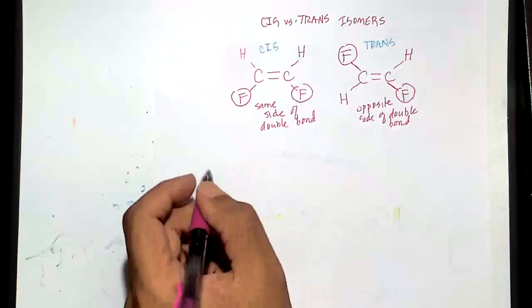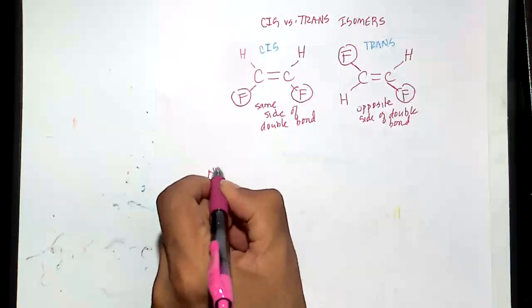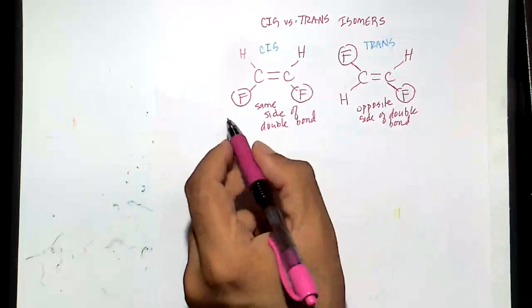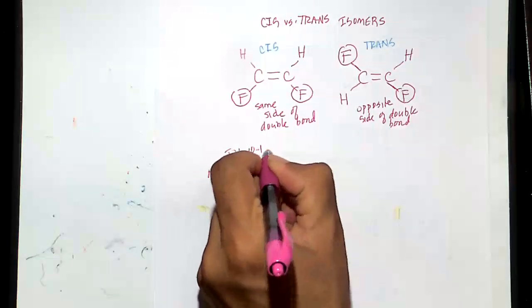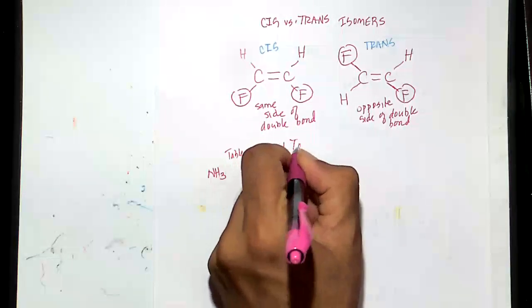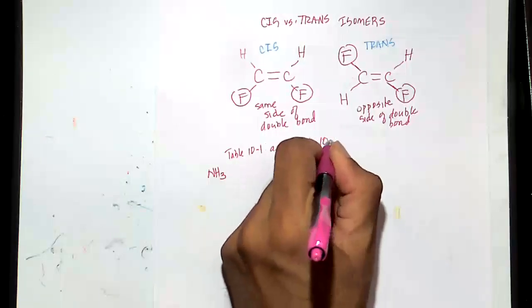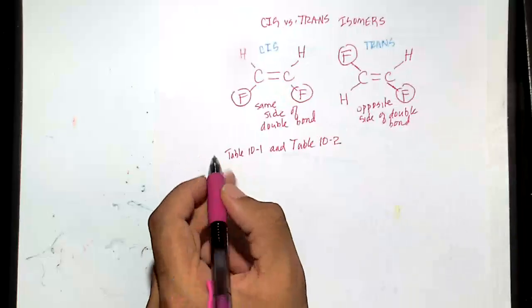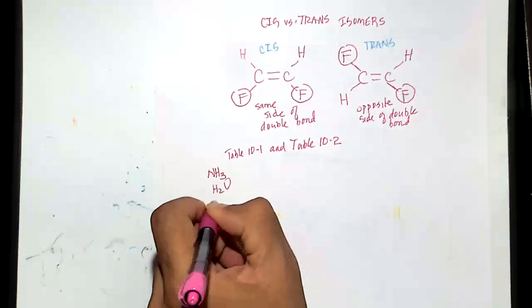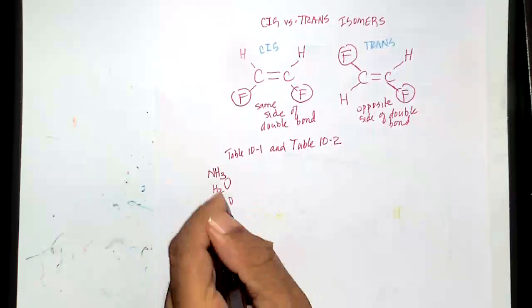Alright, so we'll do some Lewis structures together. Okay, do we know the Lewis structure of ammonia? So here you want to bring table 10.1 and 10.2 to the test. Alright, so ammonia, water, formaldehyde.